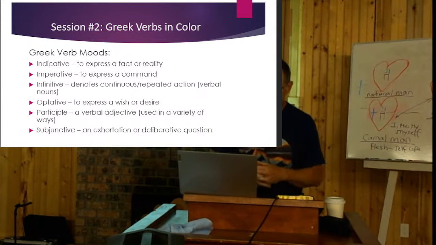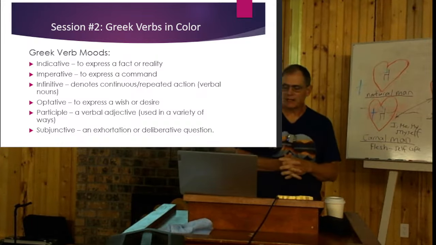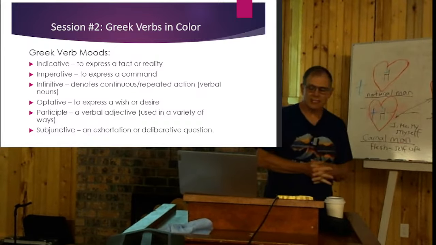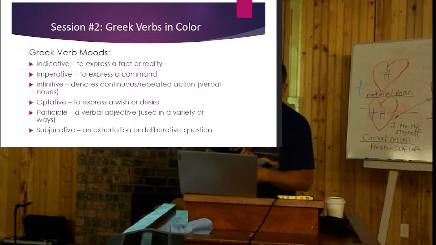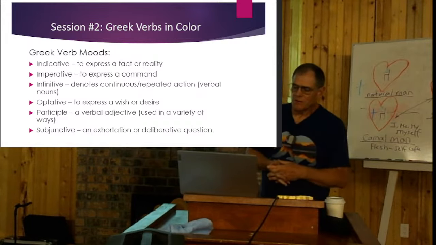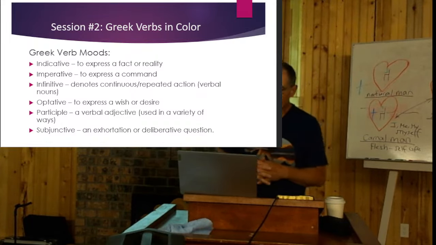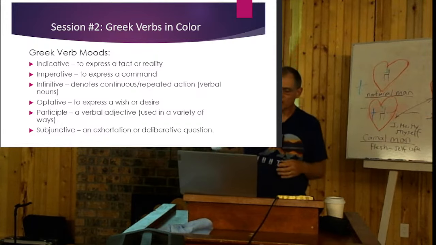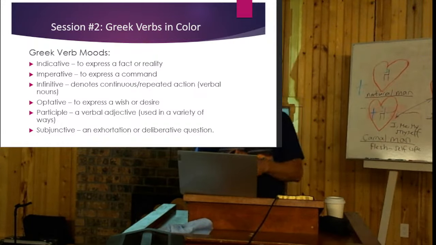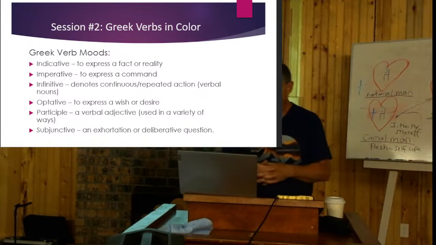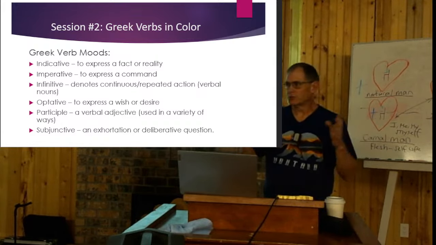Participle. I said seven moods, or six. Participle, a verbal adjective used in a variety of ways. Walking is a great way to get to the store. A verbal noun. Sorry, that's infinitive. And participle is a verbal adjective. There goes the walking man. I got those switched, all right? There goes the walking man. Walking is used there as an adjective of the man. Subjunctive, an exhortation or deliberate question. May all people walk to the store, okay?